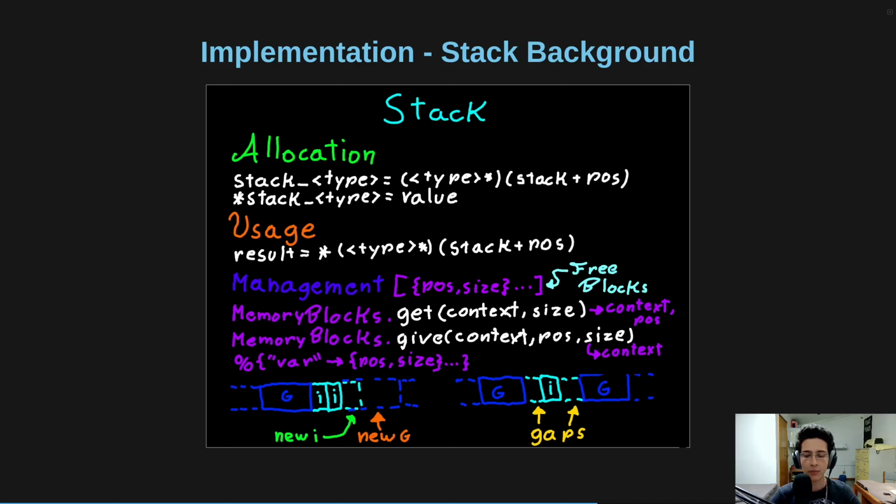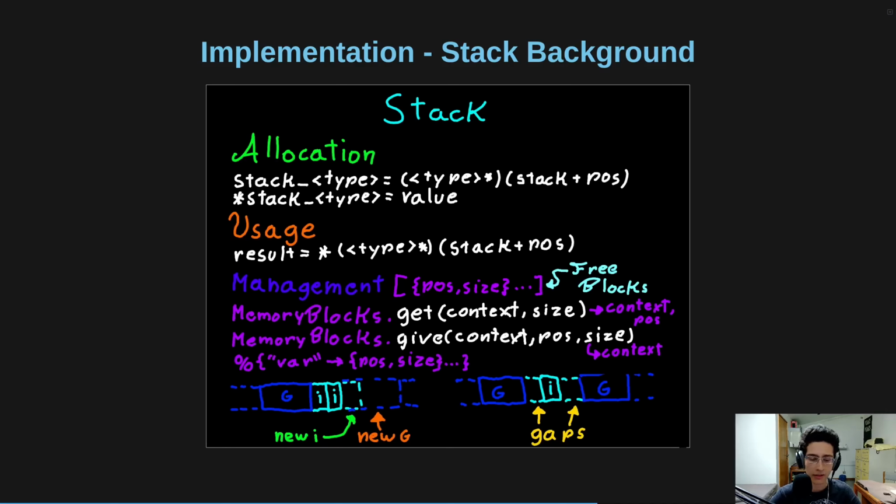After all, we have to keep track of the free blocks of memory, as you can see in the bottom images. Those free blocks are represented by tuples of positions and sizes. To manipulate these, we have two functions, get and give. The get function takes the context, which is where the memory blocks are kept, and the size that we want to get, and gives back a new version of the free blocks without that position, and the position that we have for the variable. The give function gives back when a variable is deallocated so that the free blocks now have it in mind. Also, we have a map that points variables to their position and size so that we can translate it in the program or give it back.